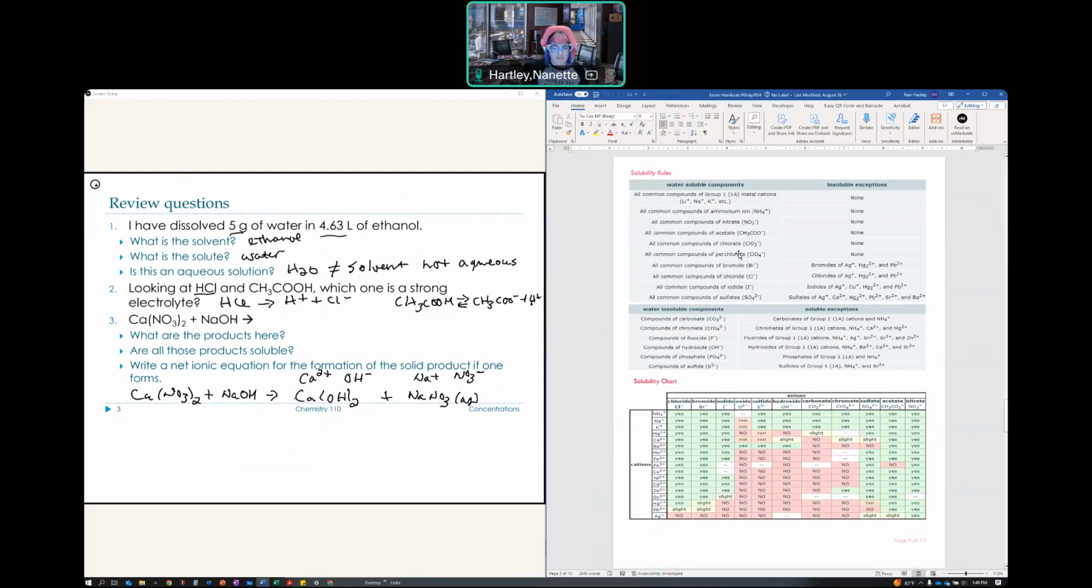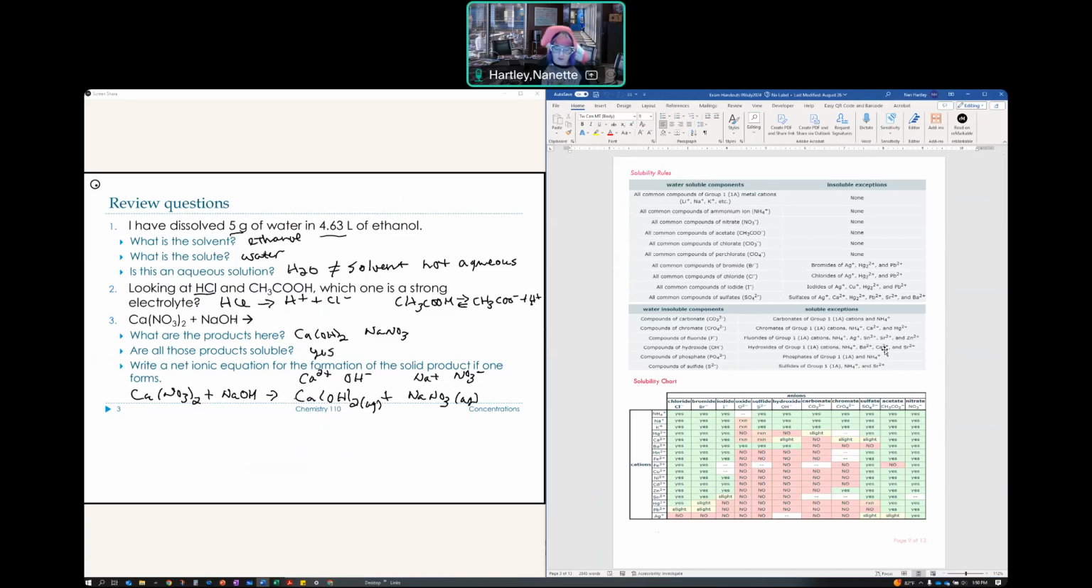I don't find him listed here. So we come down here and we look at the OH, right? Compounds of hydroxide of group 1 cations, soluble, exceptions Ca2+. So this is also aqueous. So my two products should be Ca(OH)2 and NaNO3. Are those products soluble? Yes, both of them are.